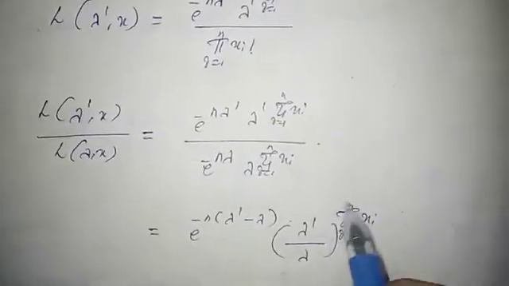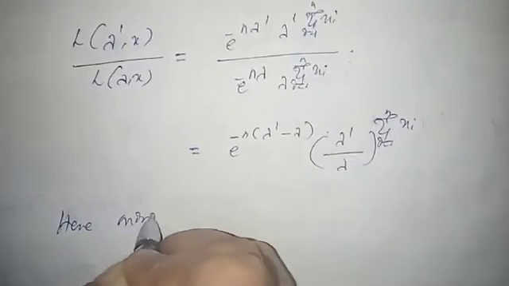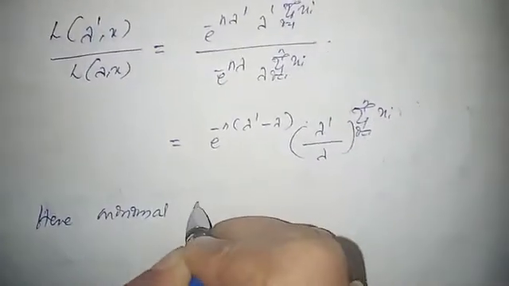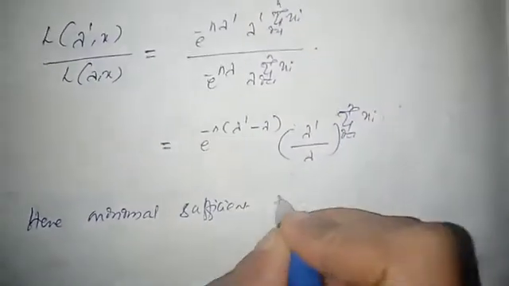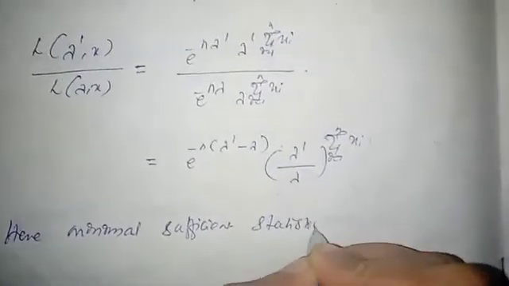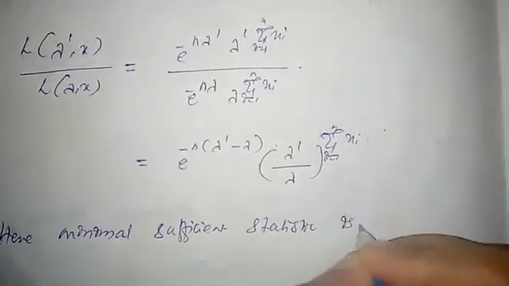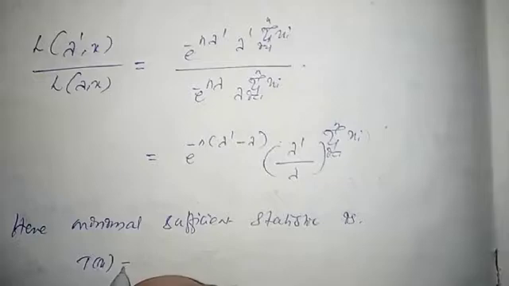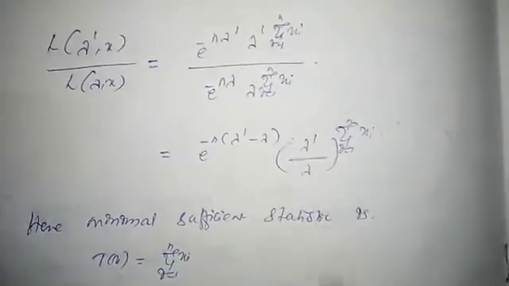Here the minimal sufficient statistic is summation xi, right? The minimal sufficient statistic is T of x equal to summation i = 1 to n xi.